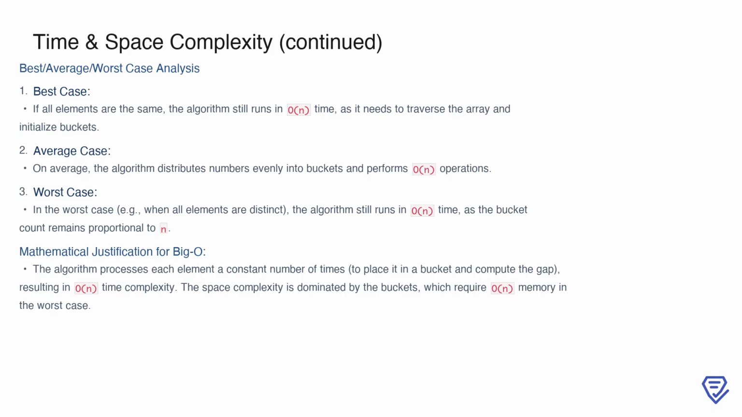In the worst case, where all elements are distinct, the number of buckets is proportional to the size of the array. Even in this scenario, the algorithm processes each element a constant number of times to place it in a bucket and compute the gap. This ensures that the time complexity remains O(n). The space complexity is also O(n), dominated by the buckets. Overall, the algorithm maintains its efficiency across all cases, making it well suited for this problem.